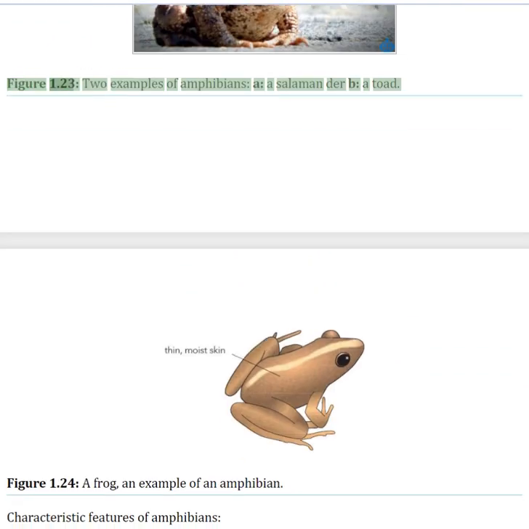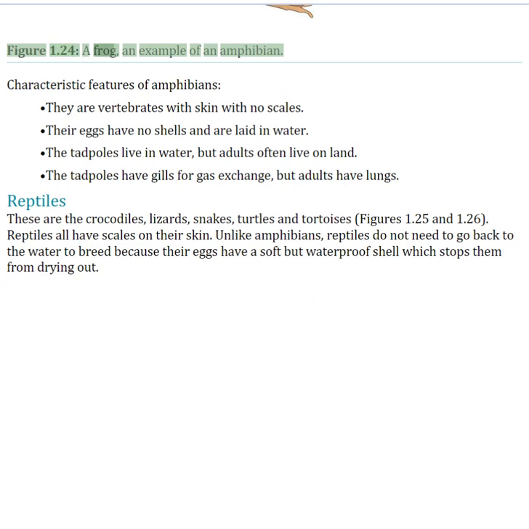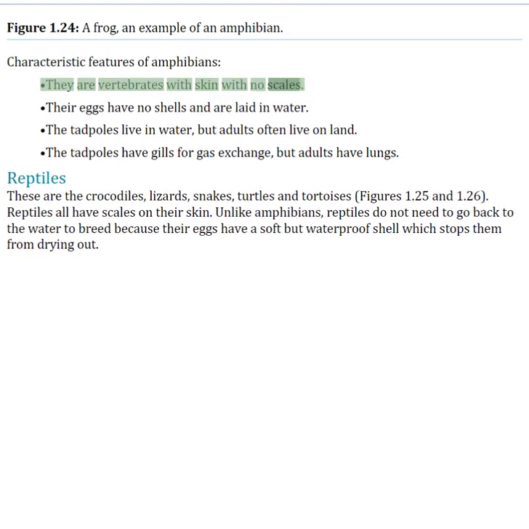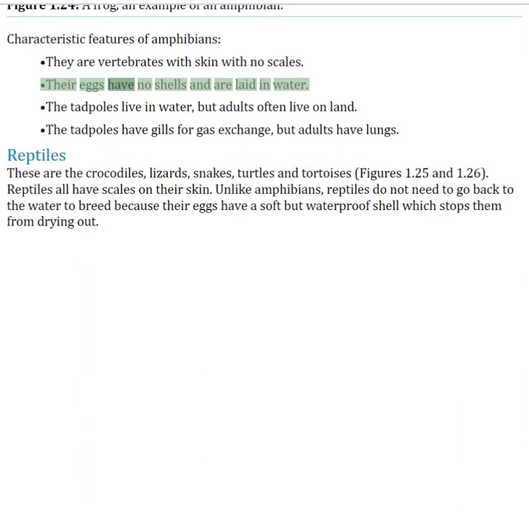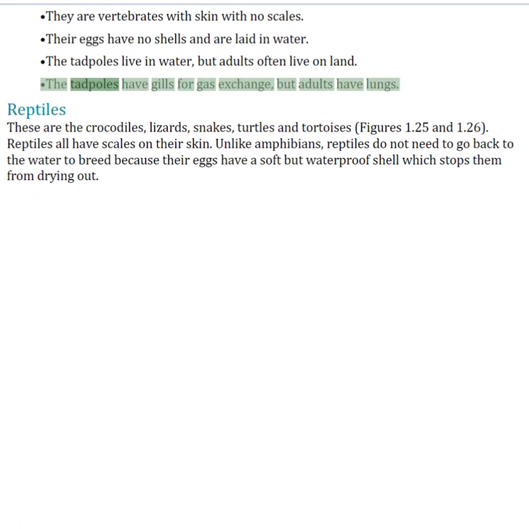Figure 1.23. Two examples of amphibians. A. A salamander. B. A toad. Figure 1.24. A frog, an example of an amphibian. Characteristic features of amphibians. They are vertebrates with skin with no scales. Their eggs have no shells and are laid in water. The tadpoles live in water, but adults often live on land. The tadpoles have gills for gas exchange, but adults have lungs.